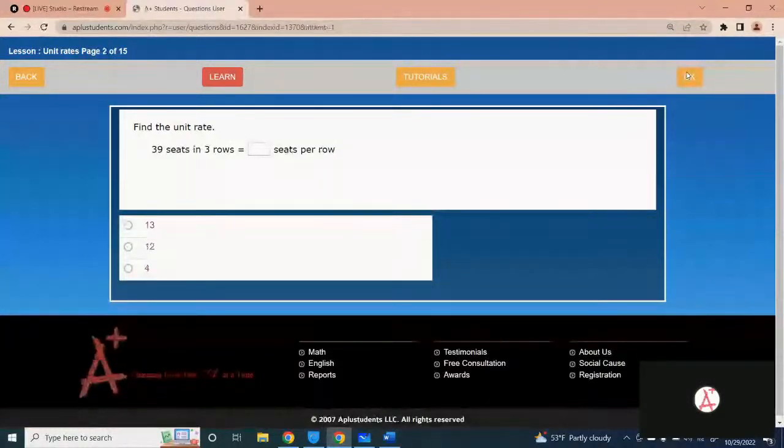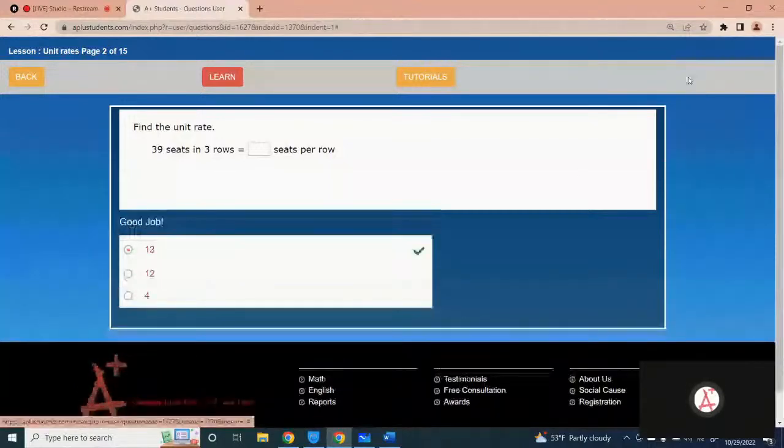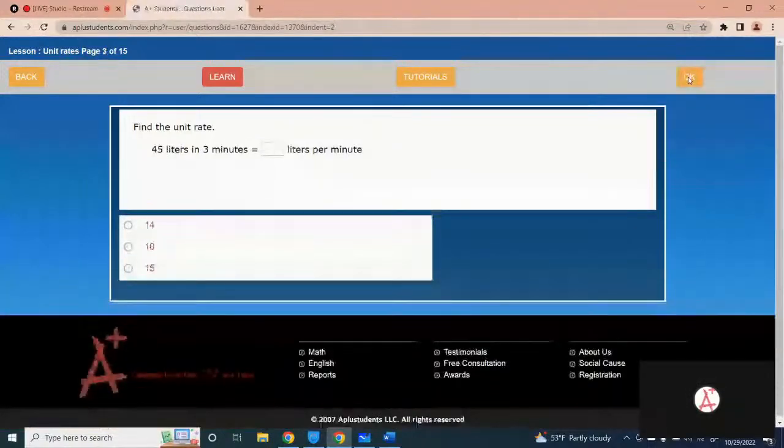Okay, 39 seats in 3 rows. So how many seats per row? 39 divided by 3 equals 13, isn't it? 39 divided by 3 is 13. That means 13 seats per row. Got it? 45 liters in 3 minutes. So how many liters per minute?